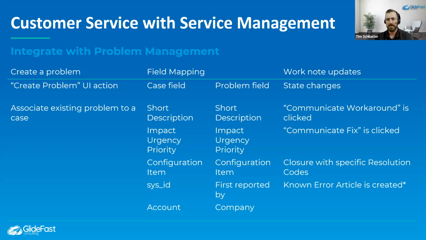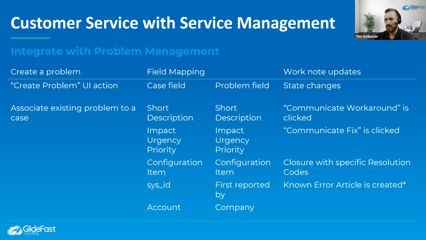And similar to incidents, anytime the state changes, that will be noted in the case work notes. The work note updates are a little more involved with problems. There's a couple more things that can trigger that. So on the problem, there's the communicate workaround UI action and the communicate fix UI action. When the workaround UI action is clicked, the text in the workaround field will be pushed to the case work notes. And if communicate fix is clicked, then the text from the fix field on the problem will get pushed to the case work notes.